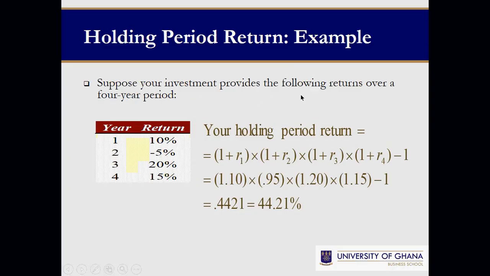So they gave us this example, right? Suppose your investment provides the following returns over a 4-year period. So 1 plus the return in year 1, which is 10%, 1 plus the return in year 2, which is negative 5%, 1 plus the return in year 3, which is 20%, and then 1 plus the return in year 4, which is 15%. So you multiply all of them, and I think you get 1.4421. Then you subtract 1 from it, and you get 0.4421. When you convert it to percentages, that's when you get 44.2%.